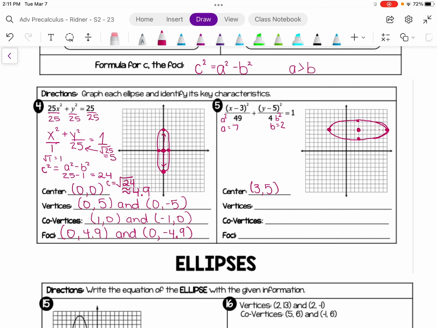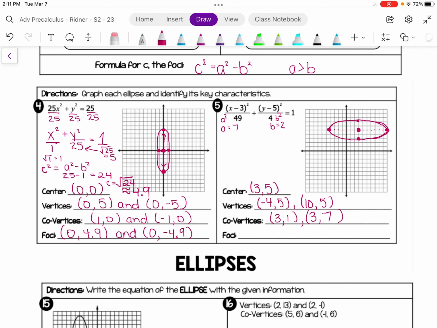And so then I just need to list those as my vertices and co-vertices. I do think it's always easier to graph first and then list my vertices and my co-vertices. I do not find it easy to do those in my head. So oftentimes you'll see me scratching some stuff down on the side of the paper.